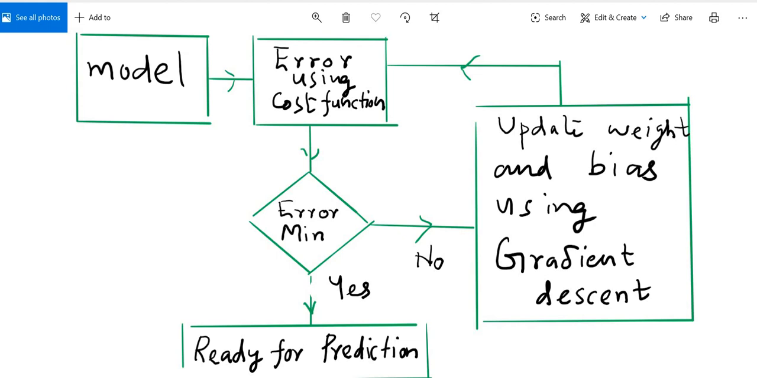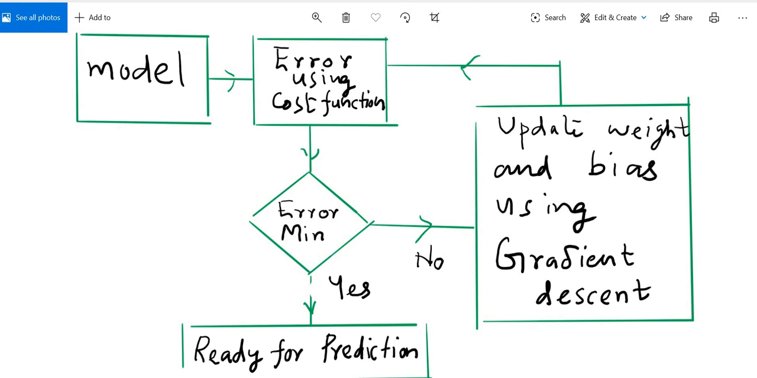So you have the machine learning model. You calculate the error using the cost function. If the error is minimum, the model is ready for prediction. If the error is not minimum, you need to update the weights and biases using the gradient descent algorithm. Again, calculate the error using the cost function. This is the simplest representation of the back propagation algorithm. I will explain it more clearly, then you will understand it in an easier way.